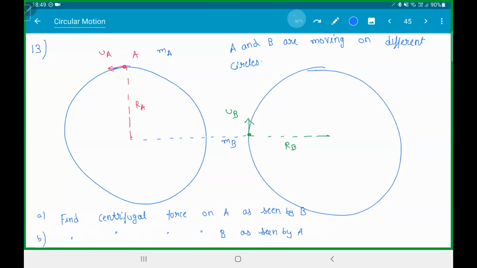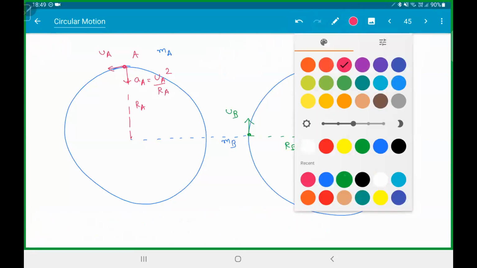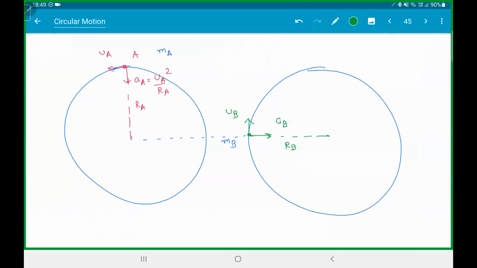So first, let's find the acceleration of this thing. What is the acceleration of A? Acceleration of A is va square by ra. So if you ask this person to draw the pseudo force, what is the acceleration of B? vb square by rb, I cap minus j cap.